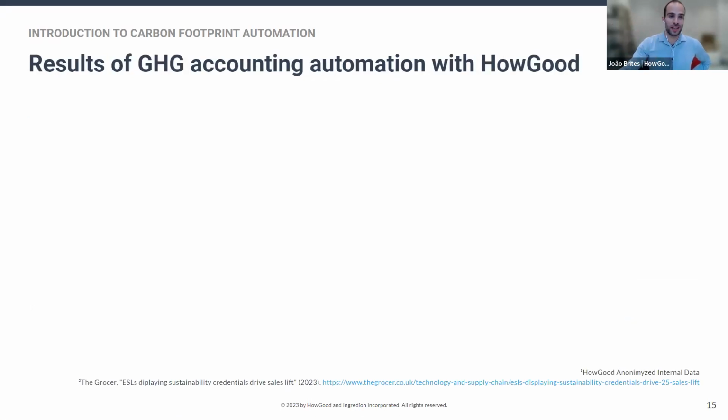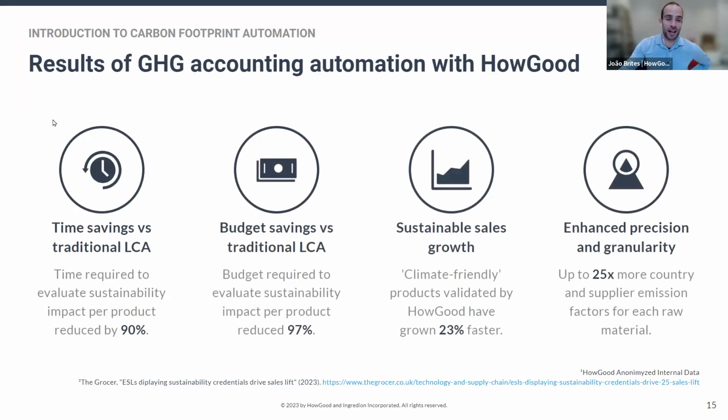When you do this right, what we've seen from our experience at HowGood is that we can cut by 90% the time required to evaluate the product. We can cut by 97% the investment it takes to evaluate the impact of a product. We can drive up to 23% higher sales for products that emit low carbon attributes. And we can do this while achieving 25 times more granularity by having better access to emissions factors for each food raw material.